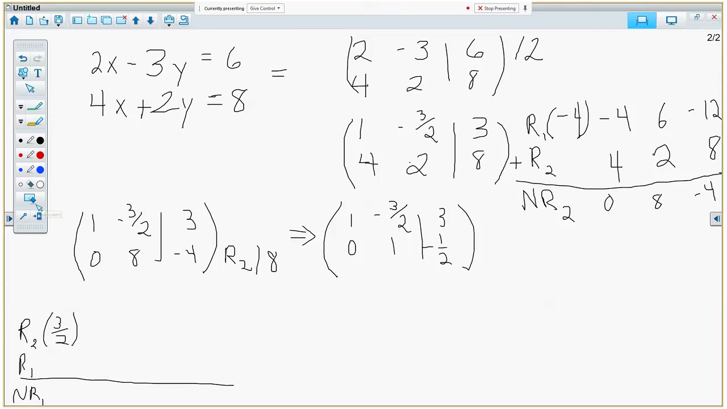So, row 2 multiplied by 3/2. 0 times 3/2 is 0. 24/2 is what? 12. And 12/2 is what? 6. And add row 1. I'm sorry, I messed up. Row 2. Oh, you know what I did? I didn't look at this matrix. I looked at this matrix. I'm sorry.